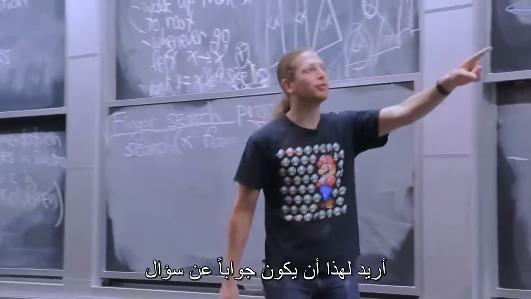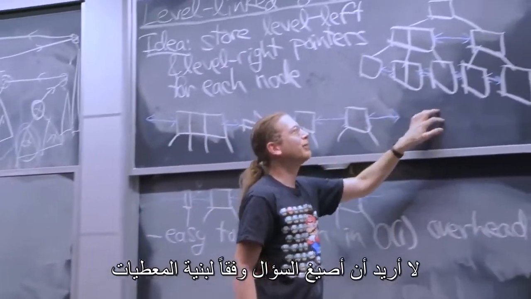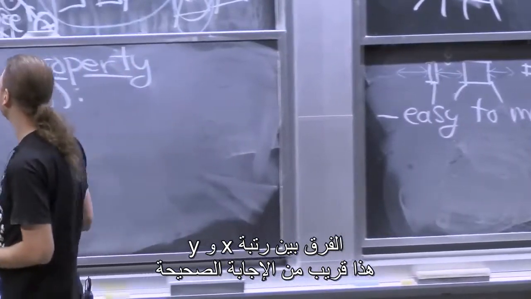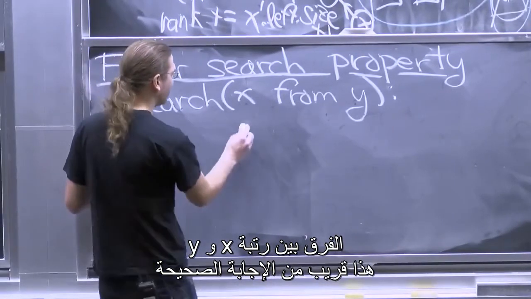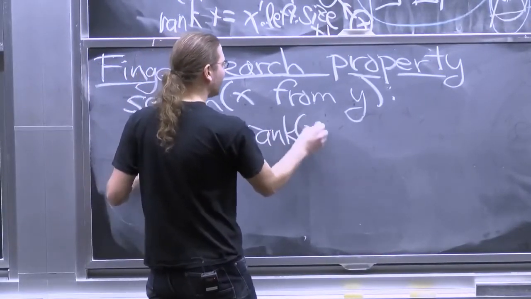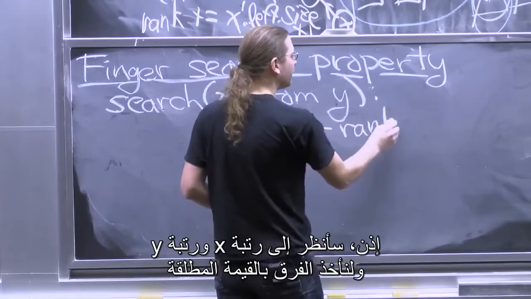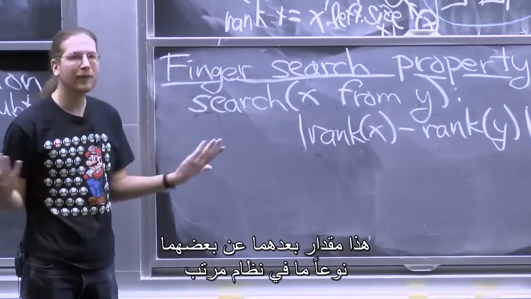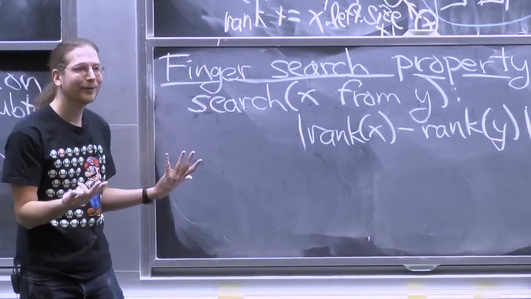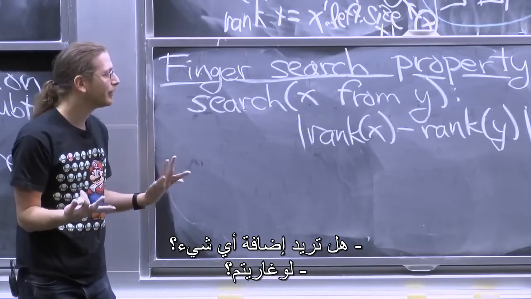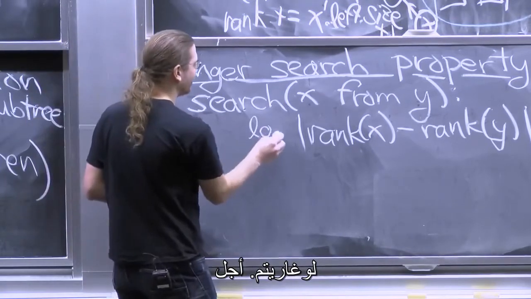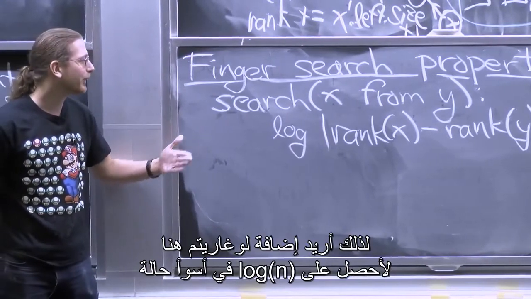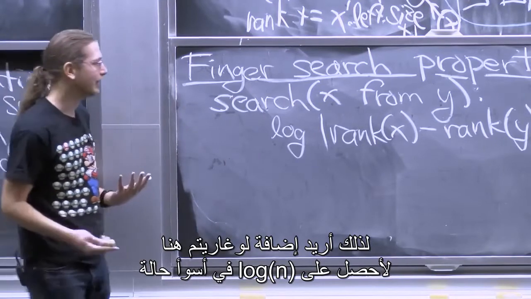I want this to be an answer to a question. I don't want to phrase the question in terms of that data structure. Difference between ranks of X and Y. That's close. So I'm going to look at the rank of X and the rank of Y, and take the absolute difference. That's how far away they are in sorted order. Do you want to add anything? Log, yeah. Because in the worst case, the difference in ranks could be linear, so I want to add a log out here to get log n in that worst case.